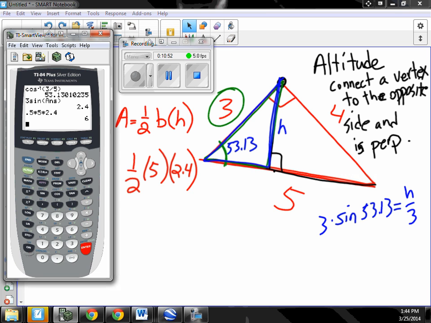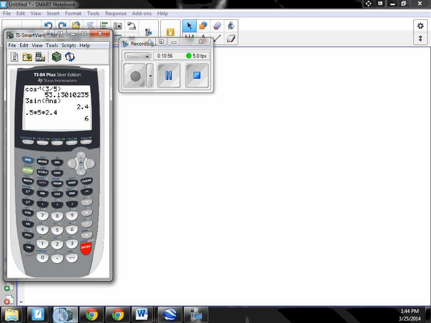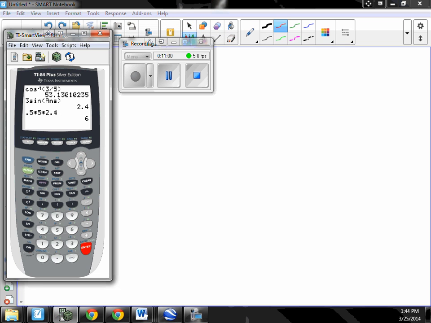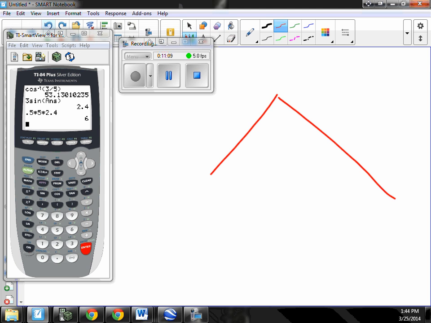Okay? What if we had another triangle that was obtuse? Oh, I forgot something. So, I go back to this. Does the rectangle idea still work? Is that triangle half of a rectangle? Which rectangle?